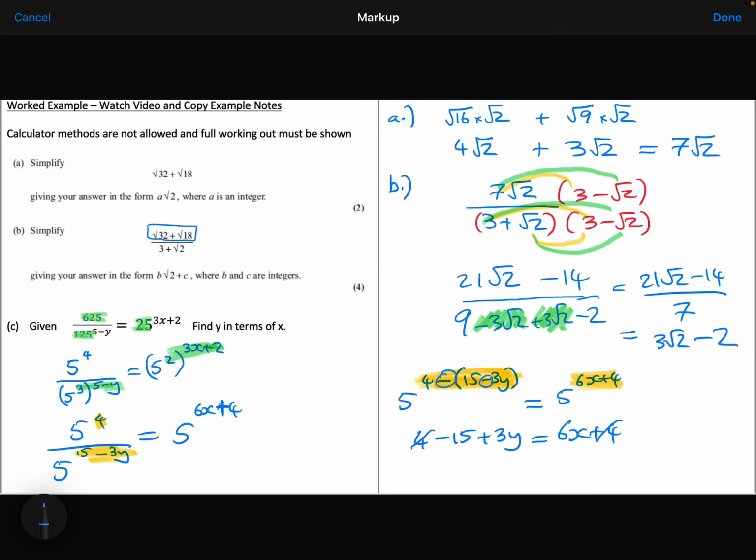Take the 4 off both sides and make y the subject because we want y in terms of x. So I'm going to say 3y equals 6x plus 15 and then divide through by 3. So y must be equal to 2x plus 5.